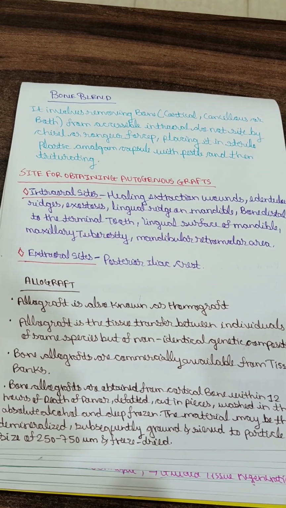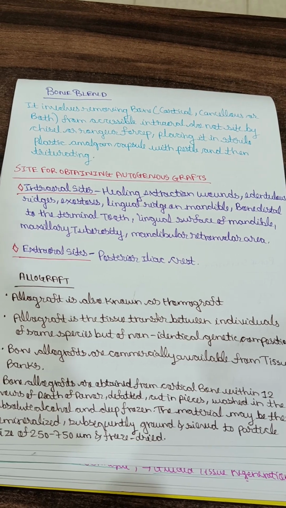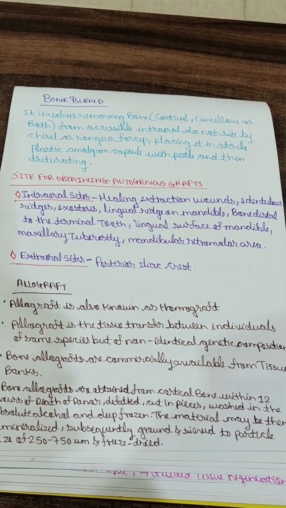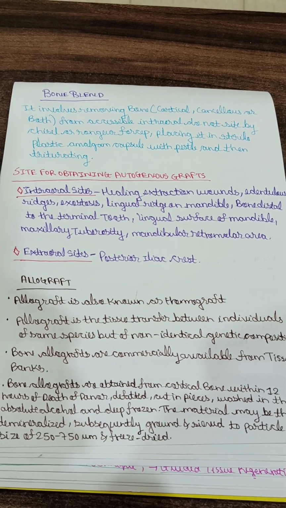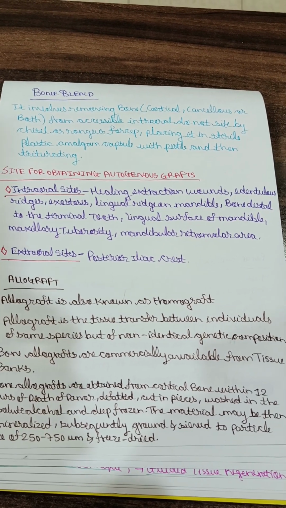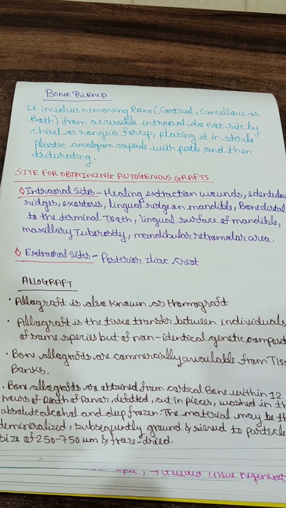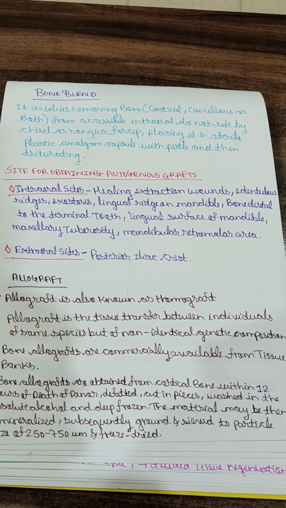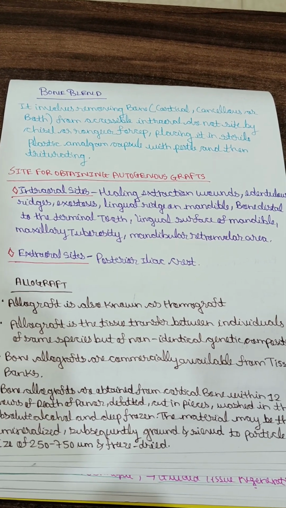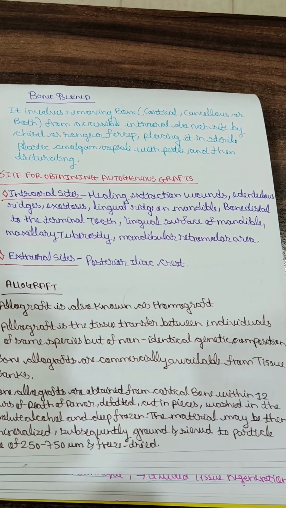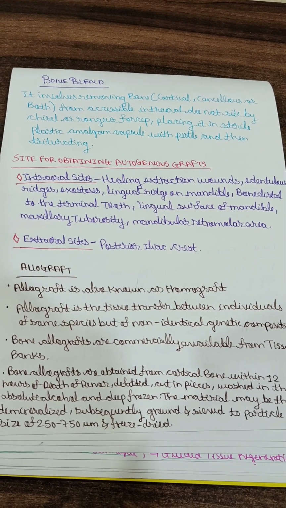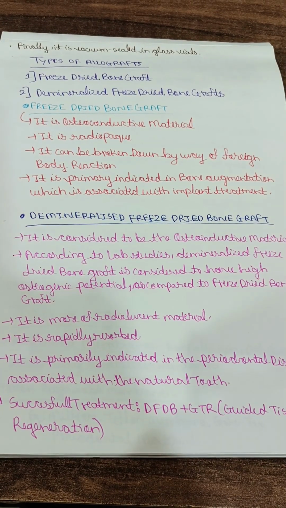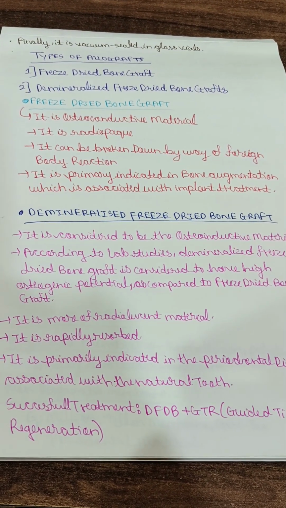Now, bone allografts are obtained from cortical bone within 12 hours of the death of the donor, defatted, and then cut into pieces, washed in absolute alcohol, and then deep frozen. The material may then be demineralized, subsequently ground and sieved to a particle size of 250 to 750 micrometers, and then it is freeze dried. So this is all about allograft. Then after that, finally it is vacuum sealed in glass vials.